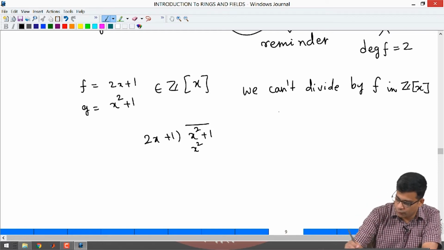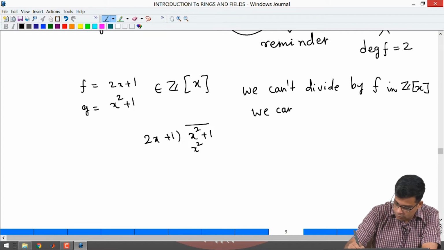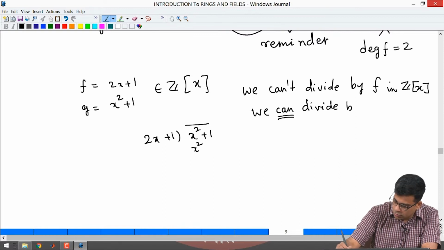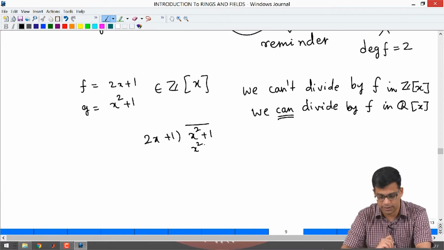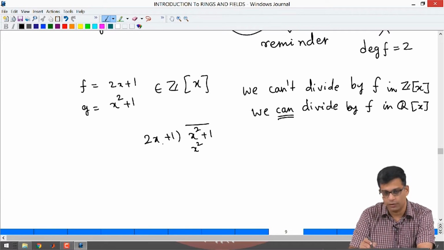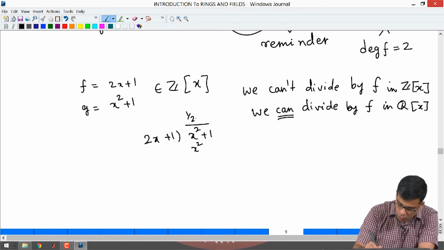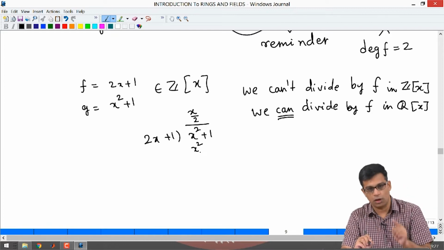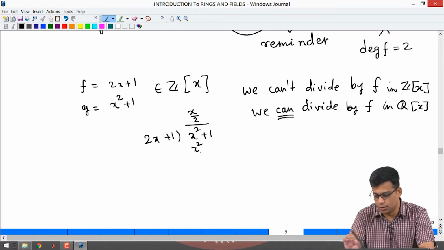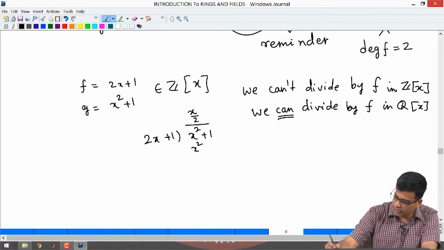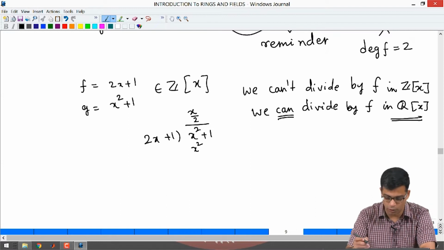However, I claim we can divide by f in Q[x], because we can get x squared here. Why is that? Because 2x multiplied by 1/2 times x gives me x squared. Now, this existence of 1/2 is what makes this work, which exists in Q, but not in Z. So, we can divide by f in Q[x]. And what do we get?